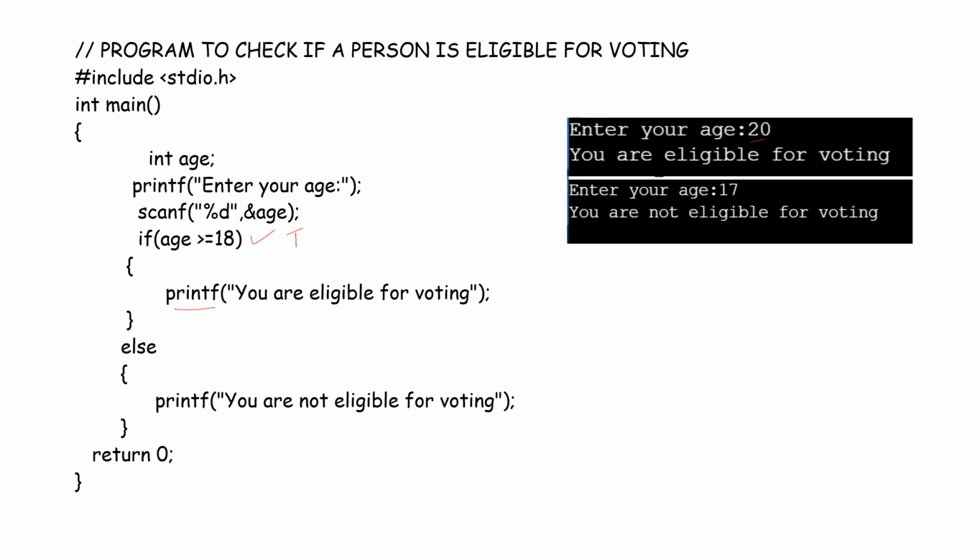Now if the user enters 17, then this becomes false. You don't execute this statement. You straight away come here and print you are not eligible for voting. End of the program. So you have to remember one thing here. Either the if statement is executed or the else part is executed, not both.